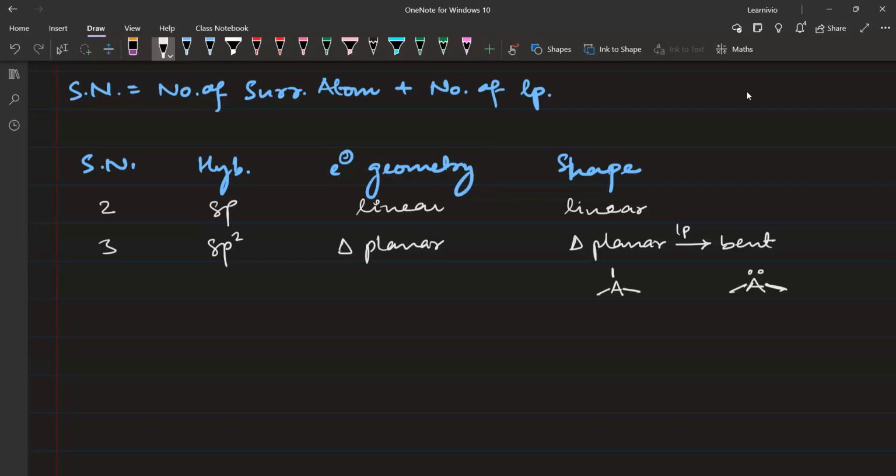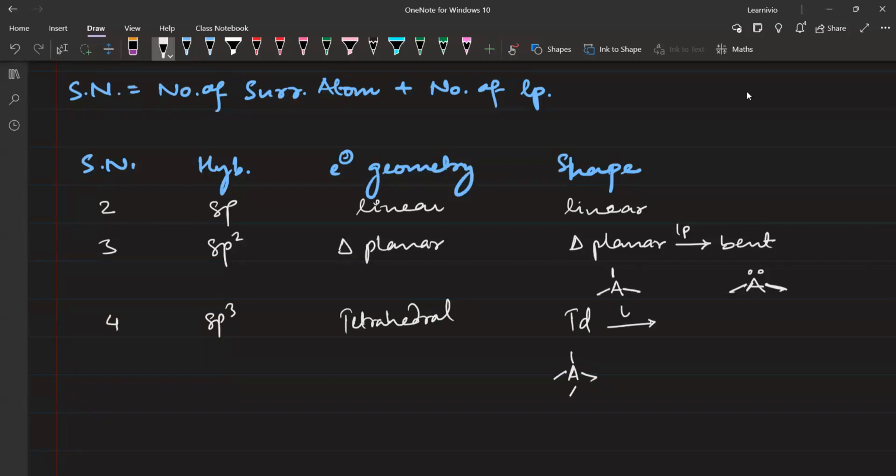देखिए नेक्स्ट है आपके पास 4, steric number 4, hybridization sp3, geometry is tetrahedral. ठीक है, टेट्राहेड्रल. टेट्राहेड्रल को हम Td से डिनोट करते हैं. The shape will be what? इस तरह से शेप होता है.